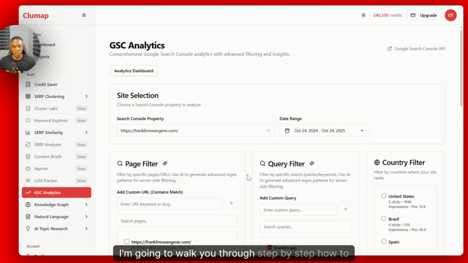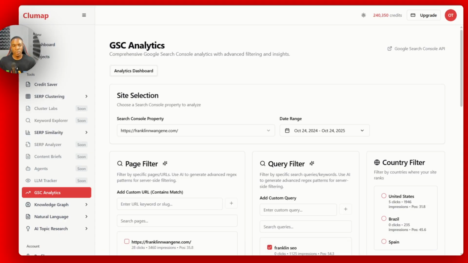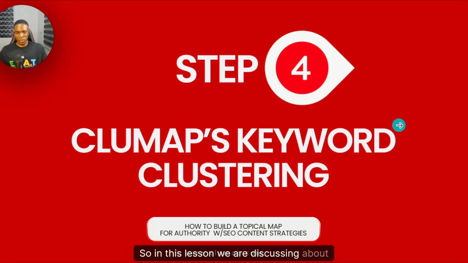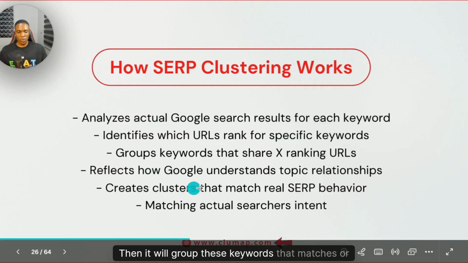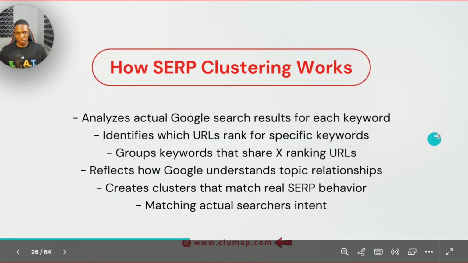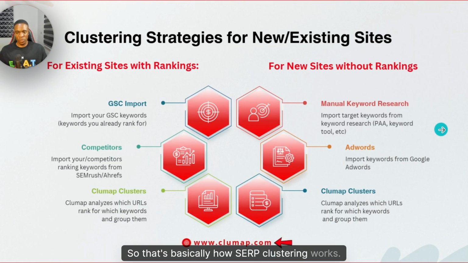I'm going to walk you through step by step how to cluster your keywords using your available keyword data, using your Google Search Console data. So let's get started. In this lesson, we're discussing clustering, how to cluster your keywords. This is how SERP clustering works: it analyzes Google search results, then groups keywords that share X number of results, that match or overlap. That's basically how SERP clustering works.